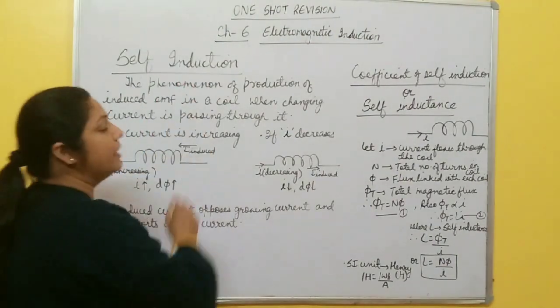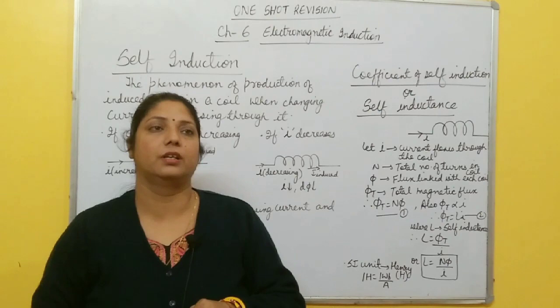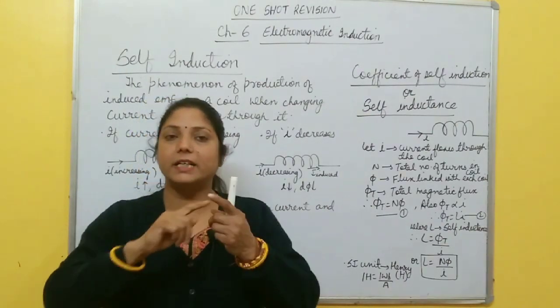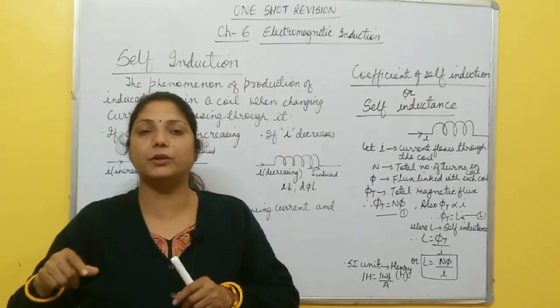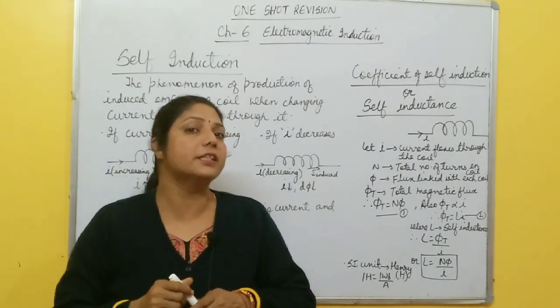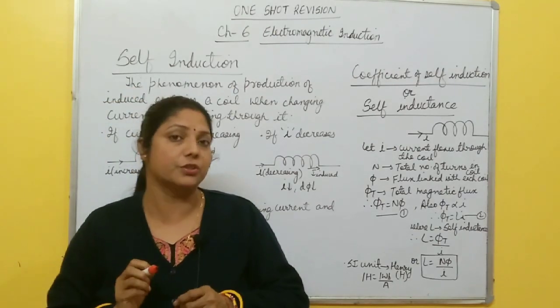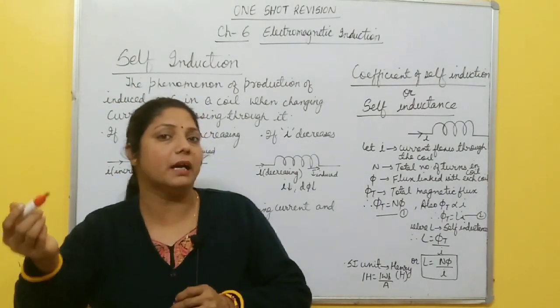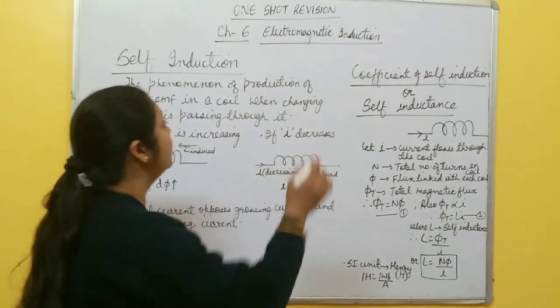Next is self-induction. After this, mutual induction. What is self-induction? What happens when current flows through a coil? A magnetic field is produced around the coil, and if the current is changing or variable, then the magnetic field around the coil also changes, and due to the change in magnetic field, the magnetic flux linked with that coil also changes.